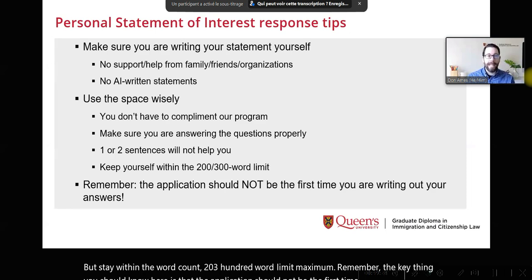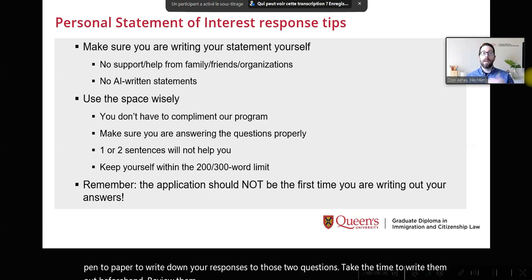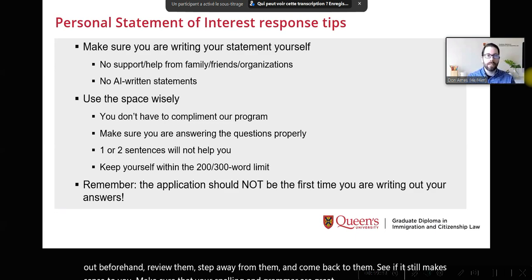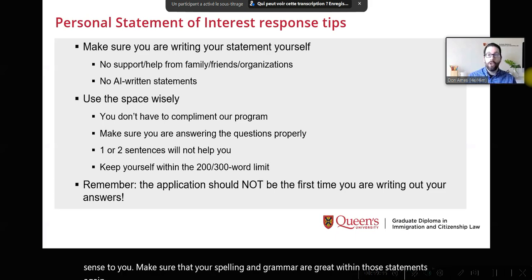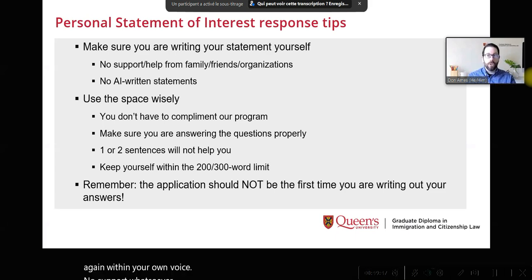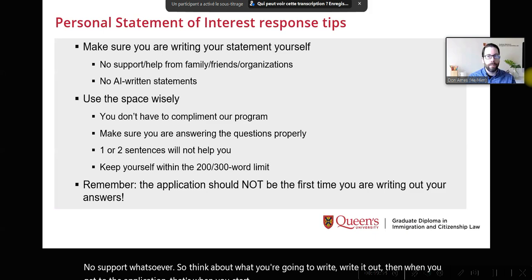when you are putting pen to paper to write down your responses to those two questions. Take the time to write them out beforehand. Review them, step away from them, and come back to them. See if it still makes sense to you. Make sure that your spelling and grammar are great within those statements. Again, within your own voice, no support whatsoever. So think about what you're going to write and write it out. Then when you get to the application, that's when you start to hone and define a little bit more before you submit.